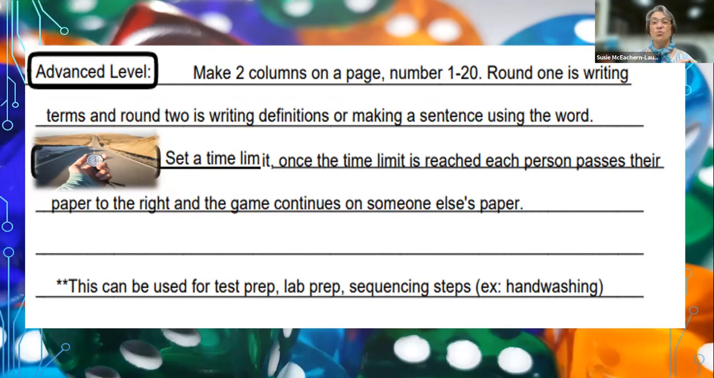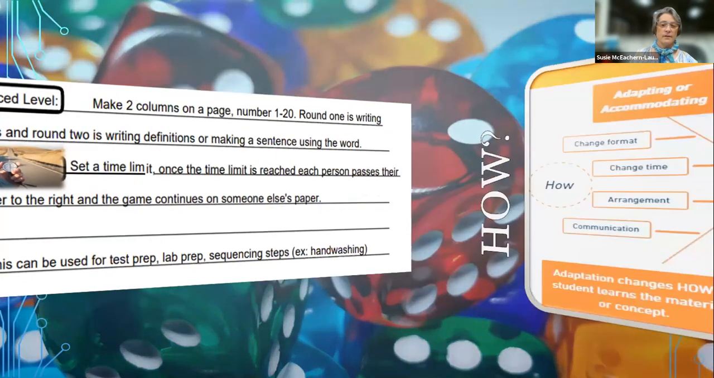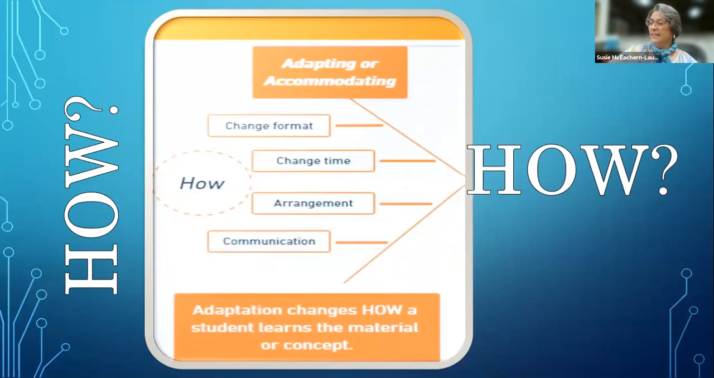So this is just one crazy example of how Dicey came from an activity from a Christmas game, a family Christmas game. And you can make the difficulty range from beginner to advanced. So let's get into the nuts and bolts of it.